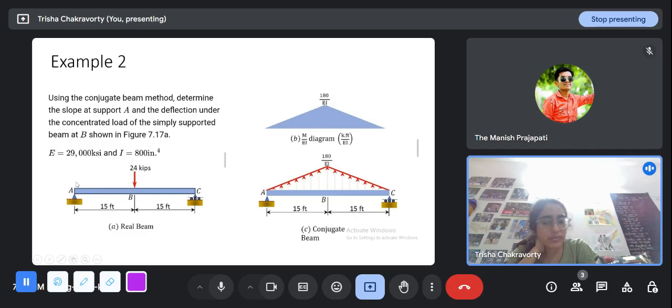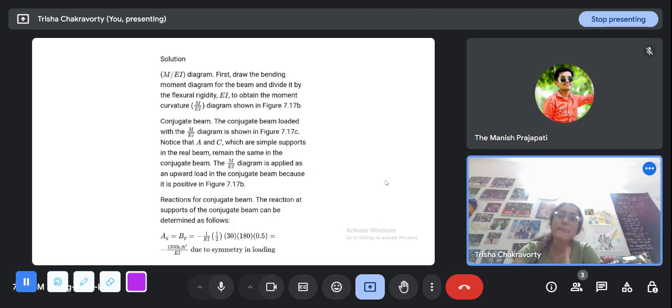So this is the M by EI diagram, and it is a sagging moment, it is a positive bending moment. So when I'm drawing the conjugate beam, I have to do an upward loading here. The magnitude here is 180 by EI, and the loading is a triangle in the upward direction. It is an upward loading basically, which we generally do not encounter in real beams, but in conjugate beams we often find that.